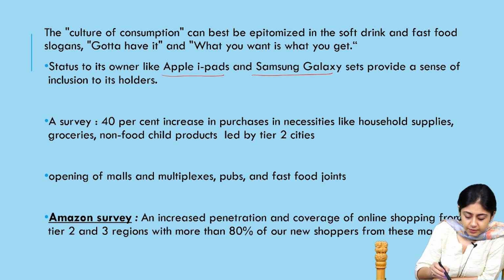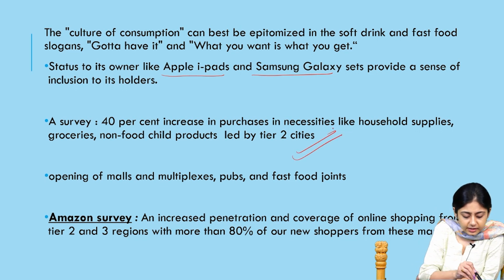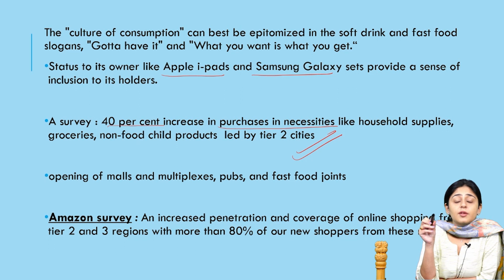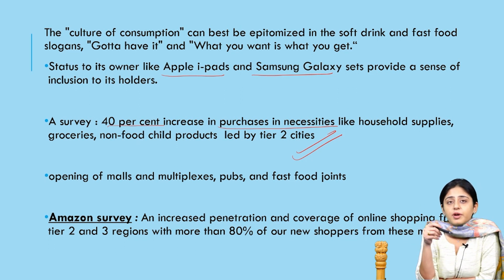Then you quote these few statistics I have collected. So a survey says a 40% increase in purchase in necessities like household supplies, groceries. If you have a big fridge, you are rich. If you have an Apple Watch, you are rich. If you have expensive shoes, you are rich. So this has increased in your tier 2 cities, which were generally seen as sleepy towns, very simple living, but exposure has led to a change.